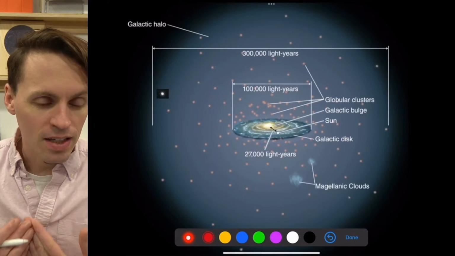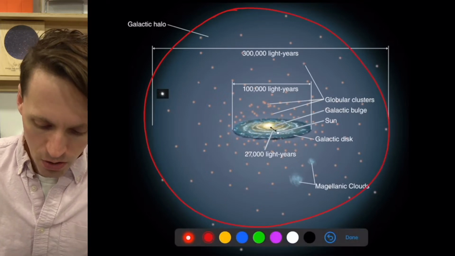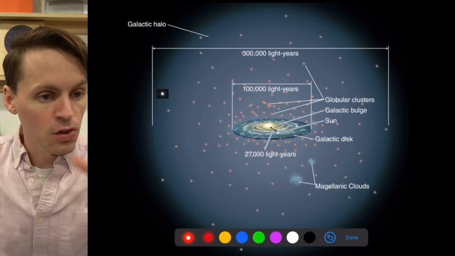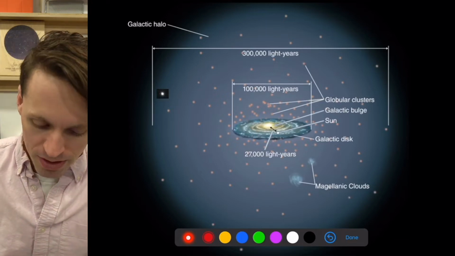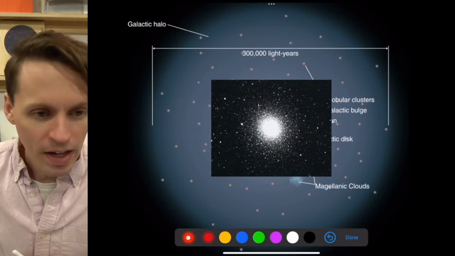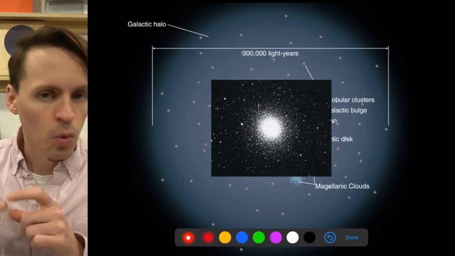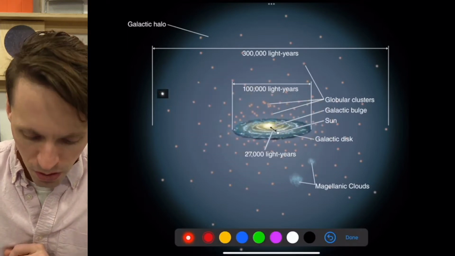The disk itself is not the whole galaxy. There's also a large, spherical halo around it. So you've got a disk in the middle plus a sphere with globular clusters. And all these things are globular clusters. And if you zoom in on a globular cluster, it's just a giant collection of stars. But what do you notice? No gas, no dust. So that means no new stars forming.